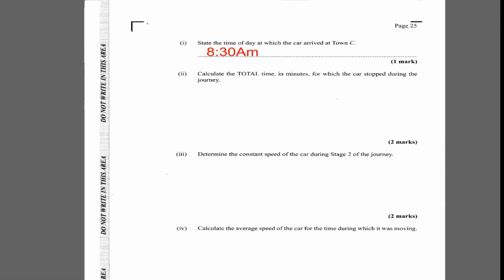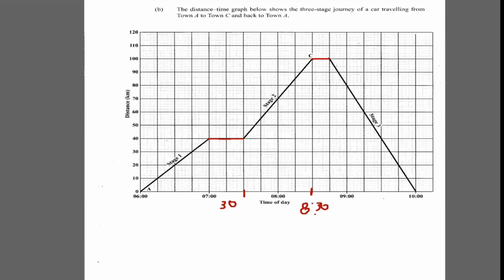So the car stopped for 30 plus 15, which is 45 minutes. In total, the car stopped for 45 minutes. All right. It says determine the constant speed of the car during stage 2 of the journey. During stage 2 is right here. Determine the speed of the car during stage 2.